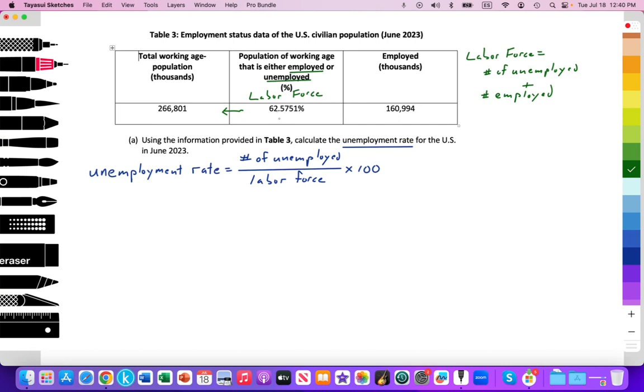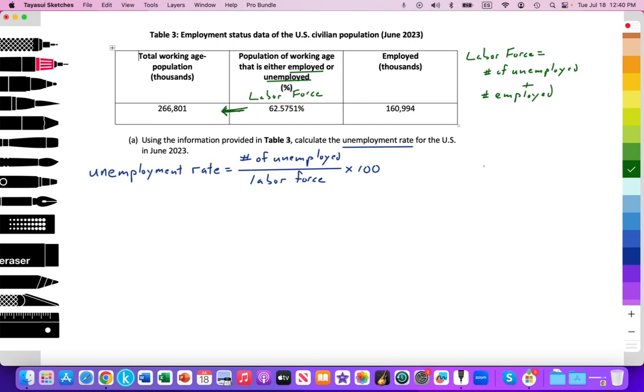So we're going to figure out the labor force by considering 62.5751% of this number. And then we have this third column of the employed. All right, so the number of employed is given, but the number of unemployed, how are we going to figure that out?